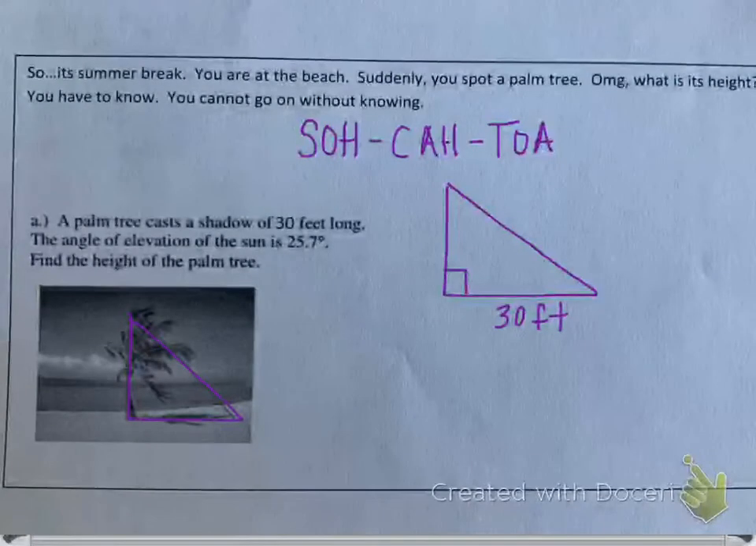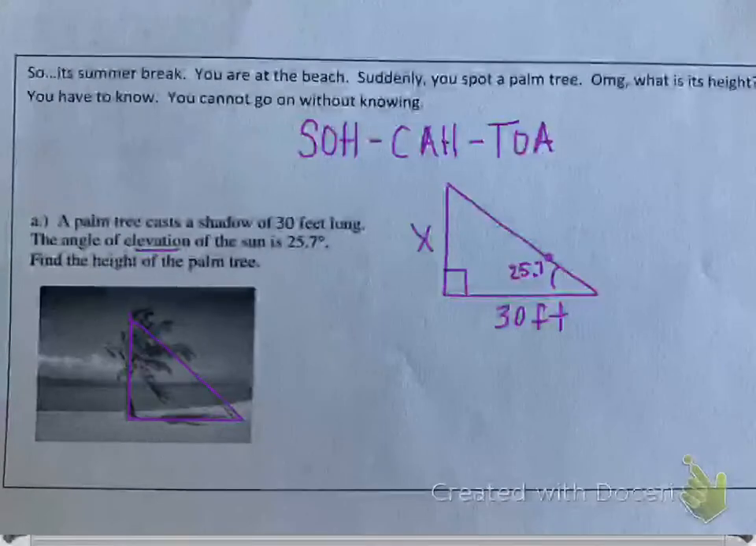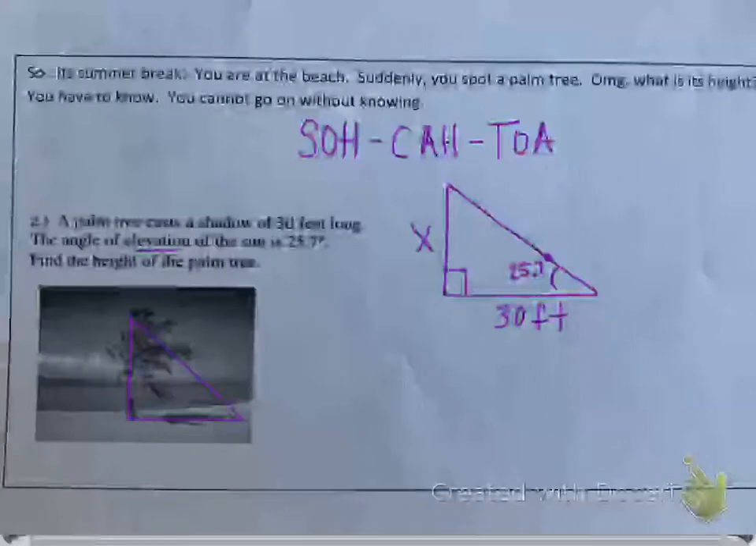So elevation means it is above the horizontal line. So in this case, your horizontal line is your ground. So the angle of elevation right here would be 25.7 degrees. So that's enough information to find the height of the palm tree, which I'm going to call X.